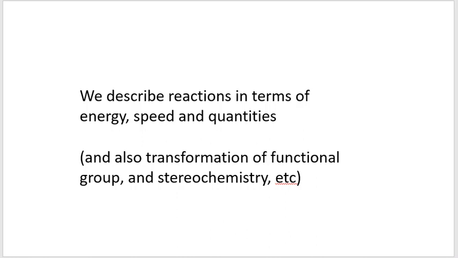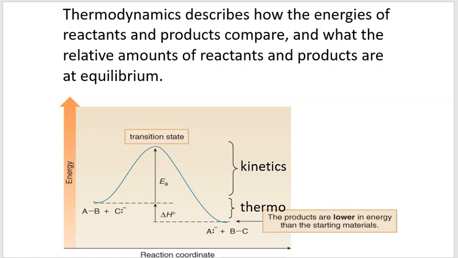So let's start here with thermodynamics, and we use thermodynamics to talk about the position of equilibrium. In other words, how much product we expect to get, if any. Thermodynamics describes how energies change over the course of a chemical reaction, and what the amounts are that we can expect at equilibrium of products and reactants.